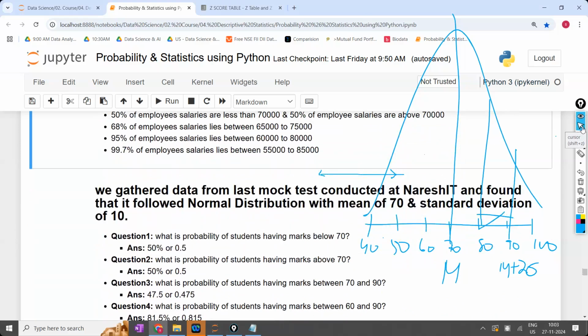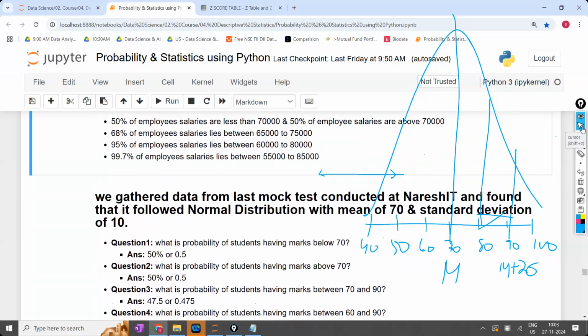Next question, what is the probability of students having marks 60 to 90? Where is 60? Minus 1 sigma. Now from minus 1 sigma to plus 2 sigma, what is the answer? 81.5, exactly. You are adding the 0.34 also: 0.34, 0.34 and 0.135. Three of them you have to add.